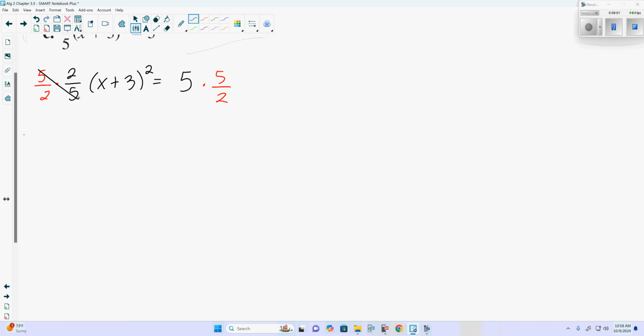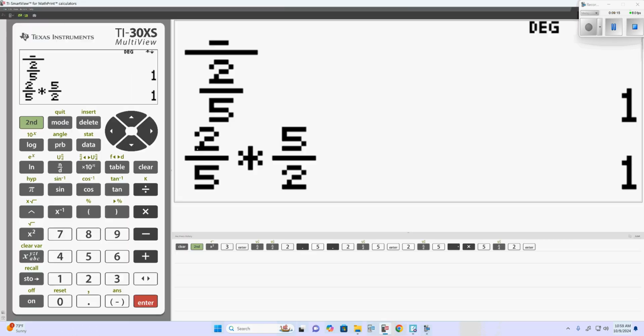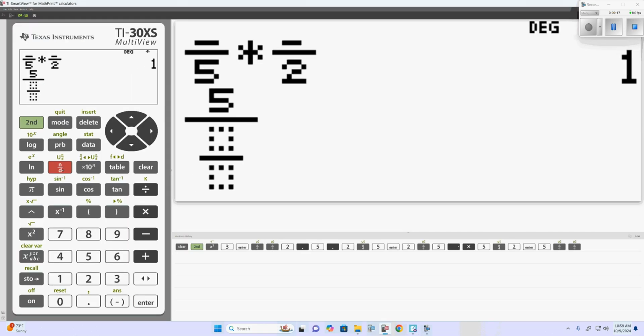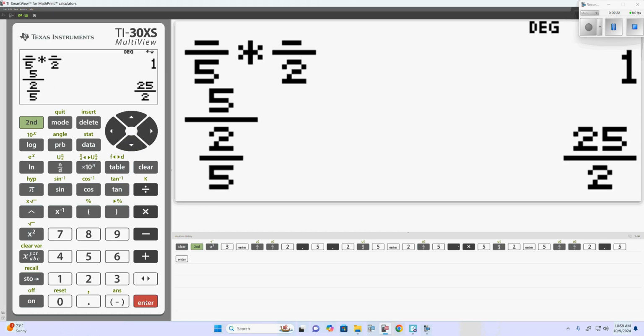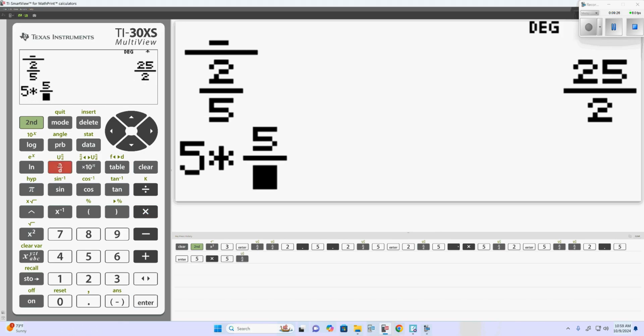Because this here simplifies to 1, leaving us with x plus 3 squared. 5 times 5/2 is 25/2. Now, if we said 5 divided by 2/5, we get 25/2. If we do 5 times 5/2, we get 25/2. It doesn't matter which way we go, we'll get to the same spot. Does that make sense?